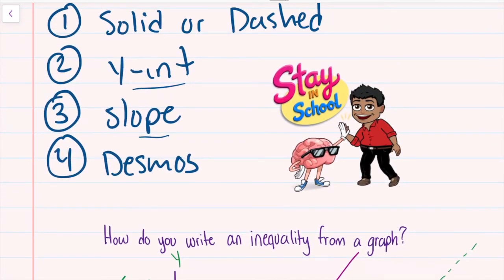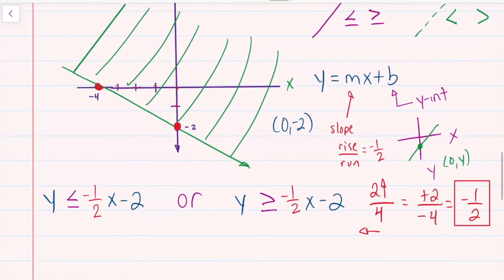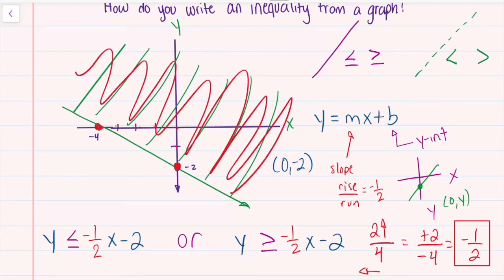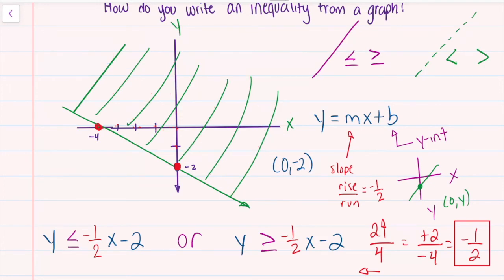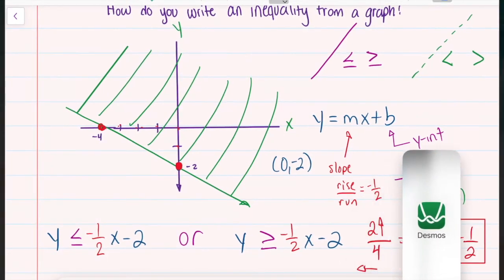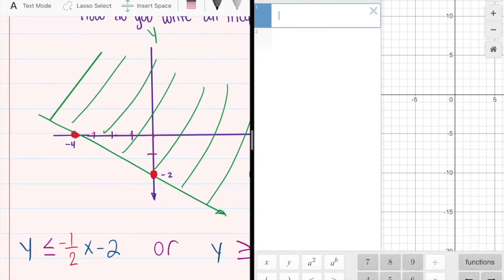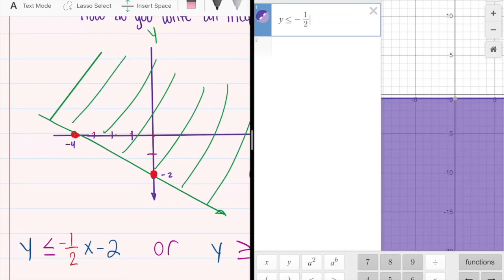Step number 4, we're going to go with our good old friend, Mr. Desmos himself. Well, Desmos can actually help us see which inequality is correct. Because look, isn't this inequality shading in a certain area of the graph? Well, we're going to go to Desmos, and we're going to see which one of these is doing the same. So let's graph the first one, guys. y is less than or equal to -1 divided by 2 x minus 2.